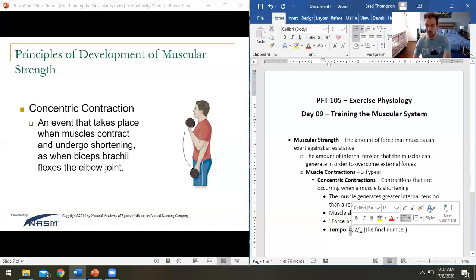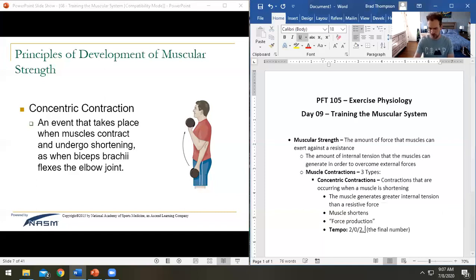If it was a 2-0-2 tempo, that would be 2 seconds up and 2 seconds down with no pause in between, right? I'll put another example of that, 4-2-1. There we go. So that's going to be our concentric muscle contractions.